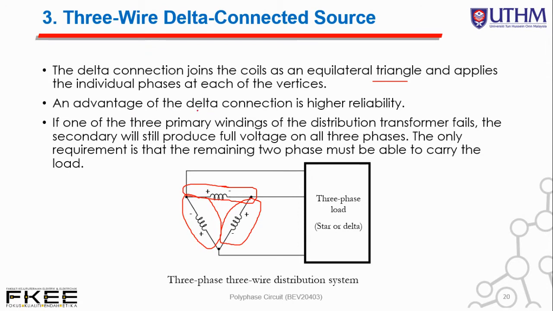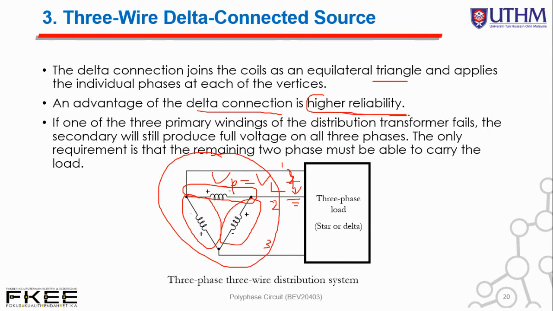An advantage of delta connection is higher reliability, because we know that V phase is actually equal to V line. So with any disruption, any disturbance, say we have one failure over here, which is being grounded, the 3-phase system will still remain in good operation, because the other two, let's say line number 2 and line number 3, will actually cover the losses caused by line number one. So this is why the system is much more reliable.